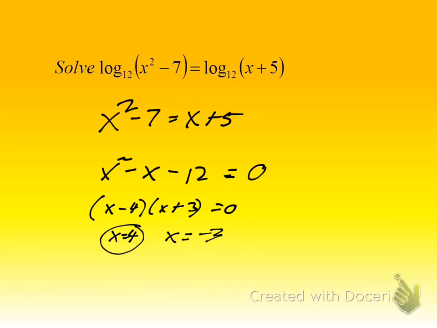Let's try negative 3 now. What's negative 3 squared? 9. What's 9 minus 7? 2. Oops, that was still the eraser. 2. What's negative 3 plus 5? 2. Log base 12 of 2 equals log base 12 of 2. Is negative 3 good? Yes, good answer. They both work. It's not when this is negative, it's when up here is negative. But you got to cross this one out. Okay? Be aware of that.